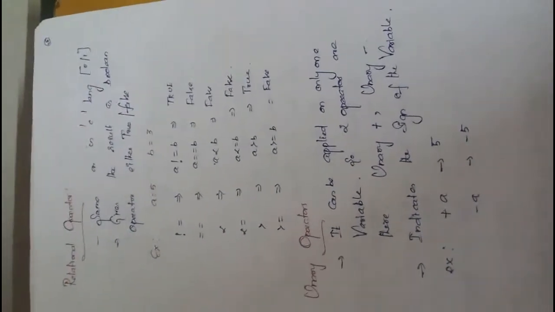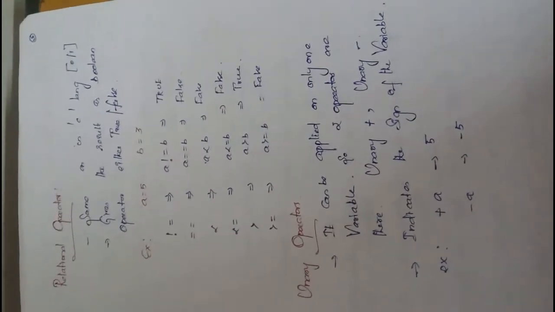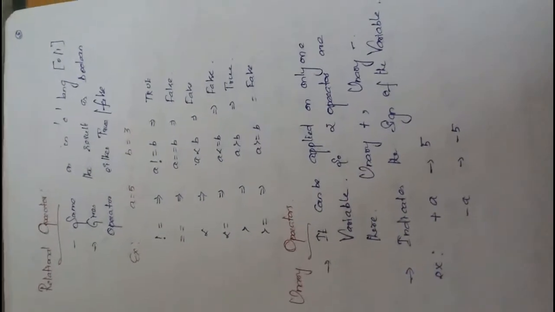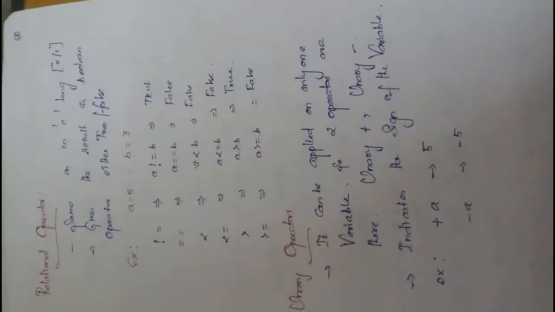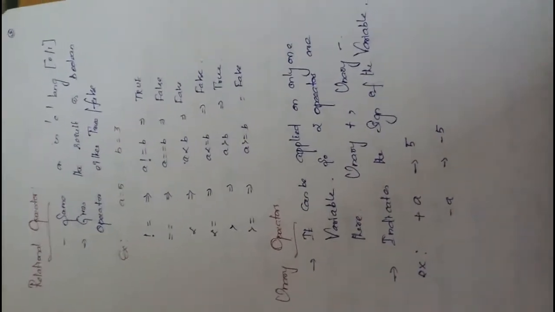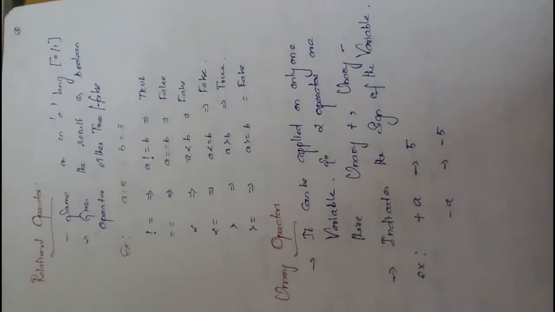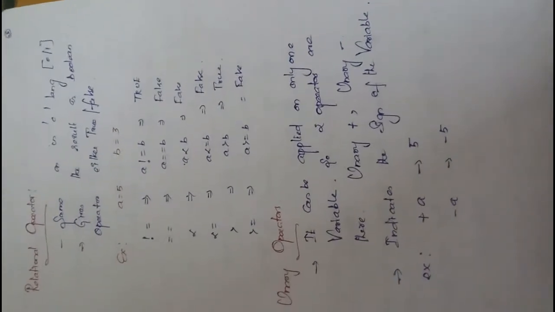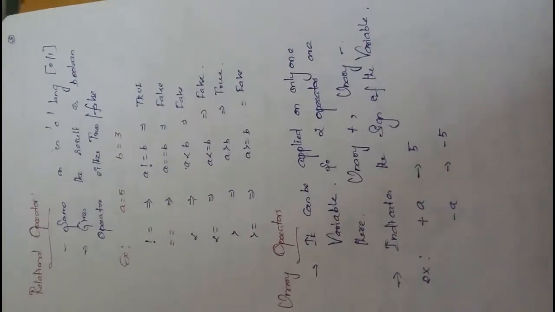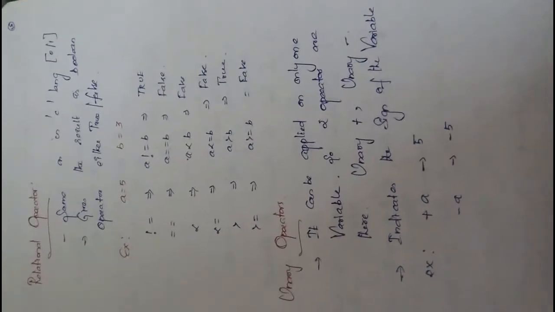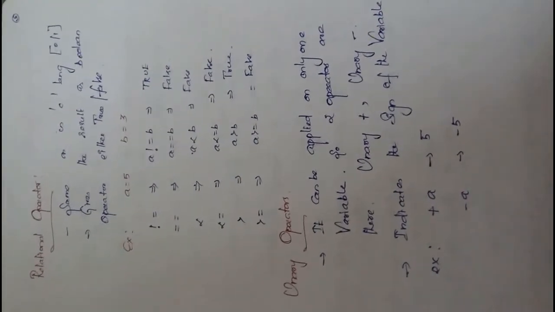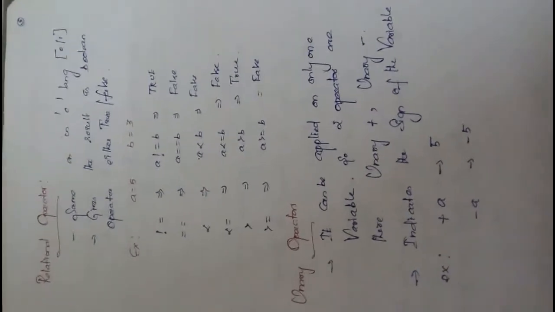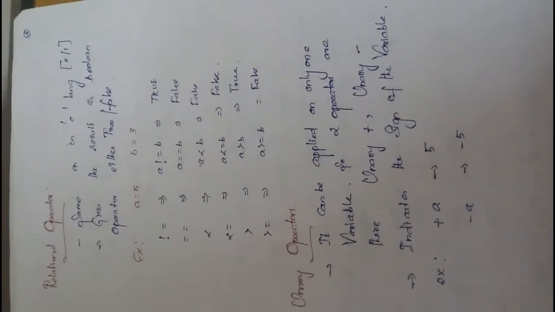So next one is the relational operator. The relational operator is the same as in the C language. It gives the result as a Boolean value, either true or false. Here I have shown an example: a equal to 5, b equal to 3. These are the relational operators that we use: not equal to, less than or equal to, greater than or equal to. So a not equal to b is true. That means 5 is not equal to 3. We are just checking the relation between two variables. Yes, it is true. 5 is not equal to 3, so it is true.